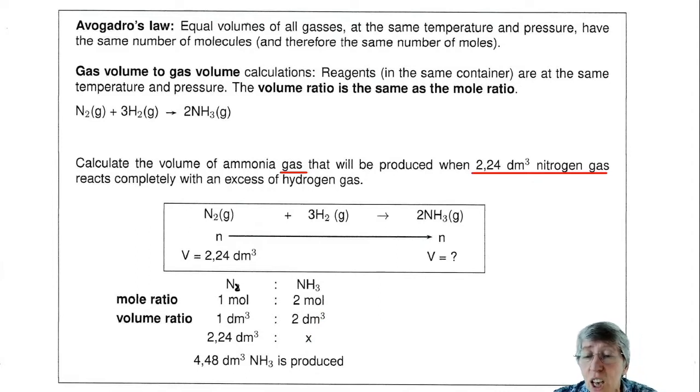But remember, that is only true when we're working gas volume to gas volume. So this is the exception. If you're going gas volume to gas volume, you don't need to convert to moles first because the mole ratio and the volume ratio are exactly the same. So you don't need to convert. You can go straight from mole ratio to volume ratio. And then if I've got 2,24 of this, I'm looking for that one. Cross multiplication is actually just times 2, and I end up with 4,48 cubic decimeters of ammonia that is produced.